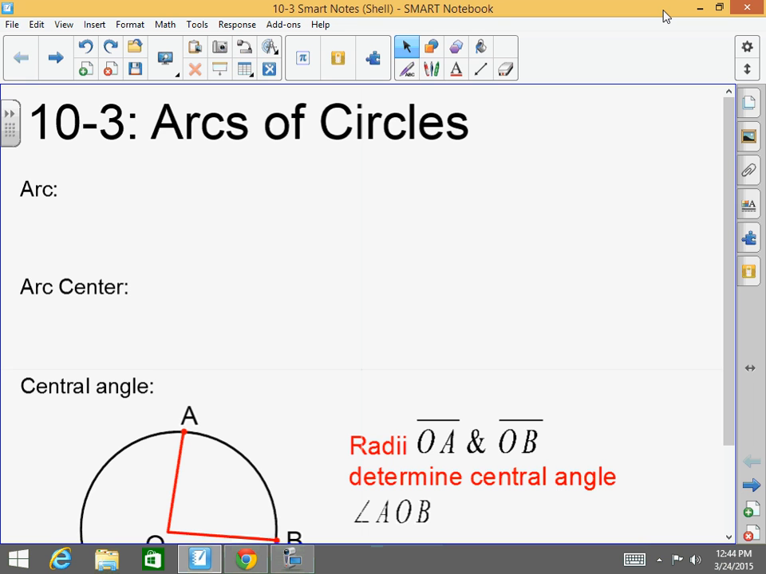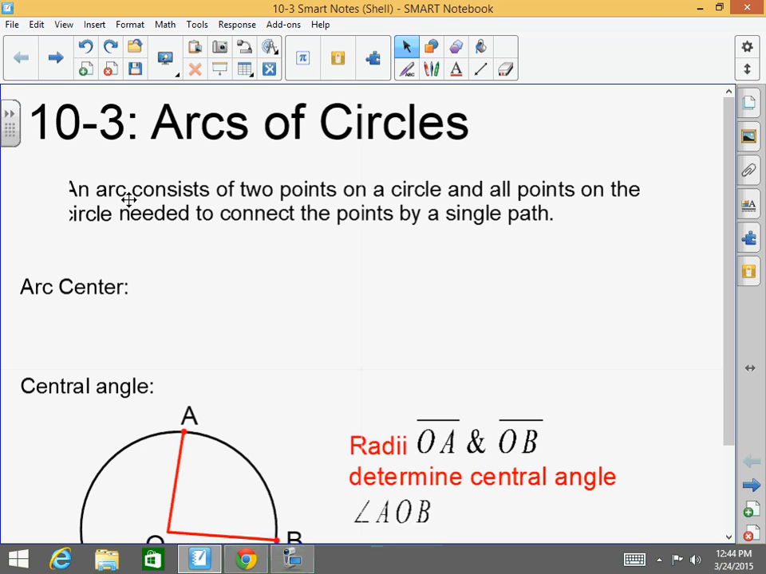Welcome back to Mr. Morrow's Honors Geometry class. Today we're going to continue with our circles chapter, and we're going to talk about arcs of a circle in 10-3. Now, an arc of a circle consists of 2 points on a circle and all points on the circle needed to connect the points by a single path.